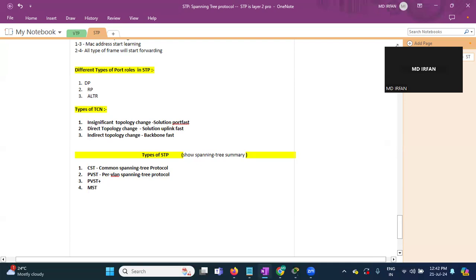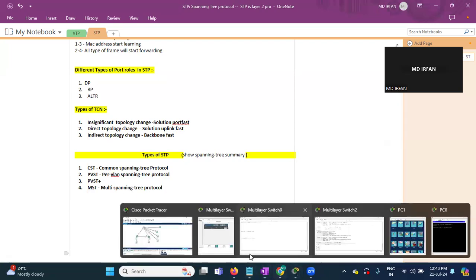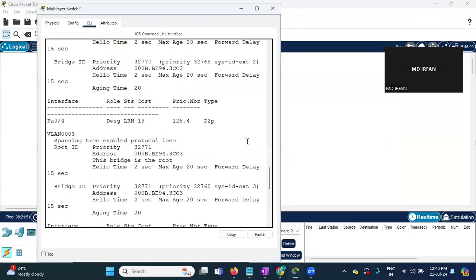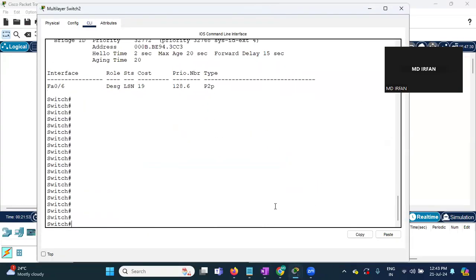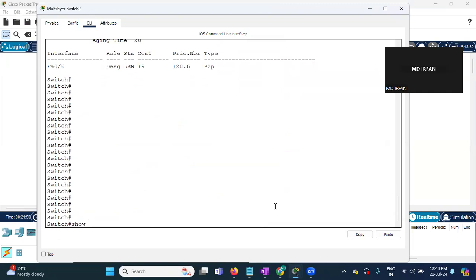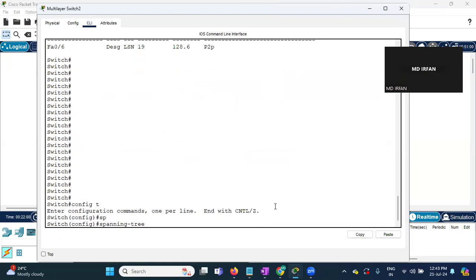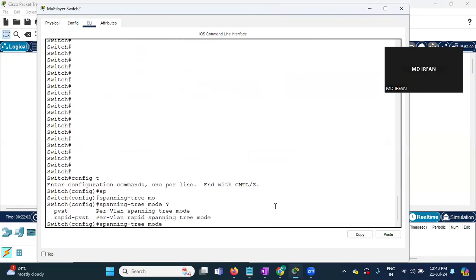Fourth is MST, multi-spanning tree protocol. Okay. MST means multi-spanning tree protocol. Let me see if this device supports it or not. Config spanning tree mode, this command is to check. Okay. It's supporting PVST and rapid PVST.